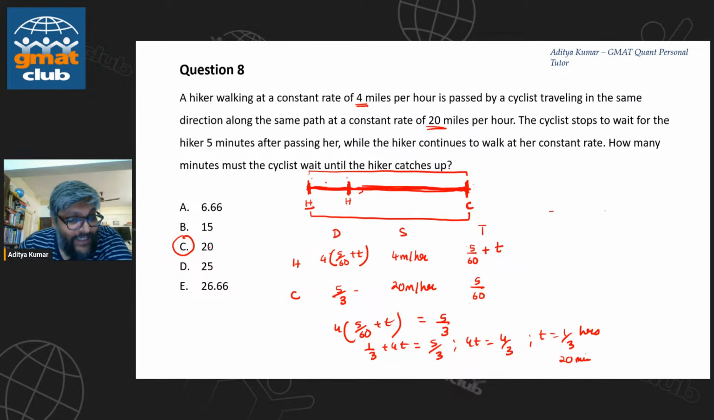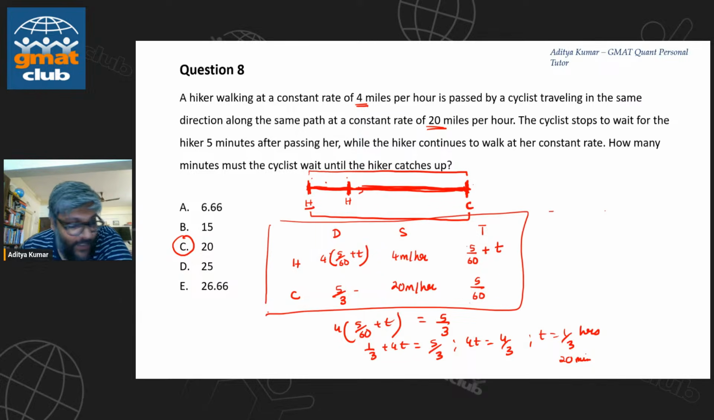This is another formulaic algebraic process of working, right? For those who went this route. The better thing to do was what I did. Find the distance that the hiker travels in 5 minutes. Find the distance that the cyclist travels in that 5 minutes. The difference should be the gap. And that gap is what the hiker has to cover to catch up to C.